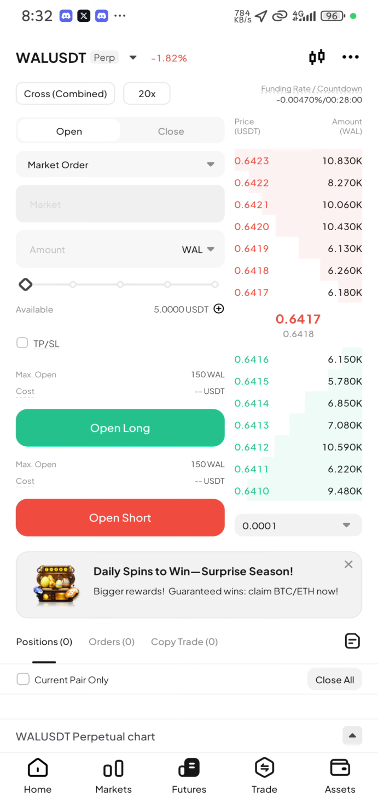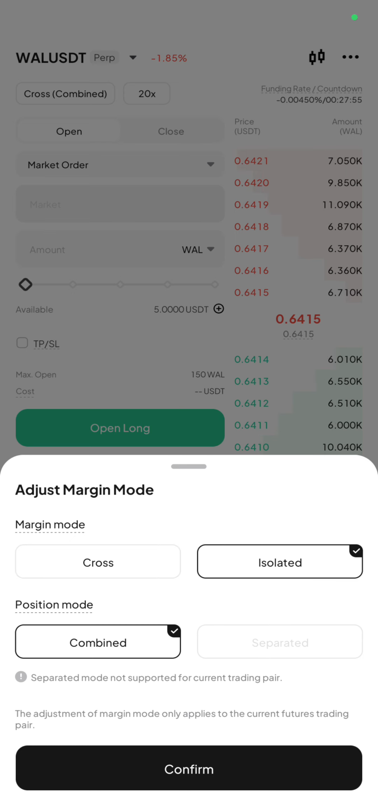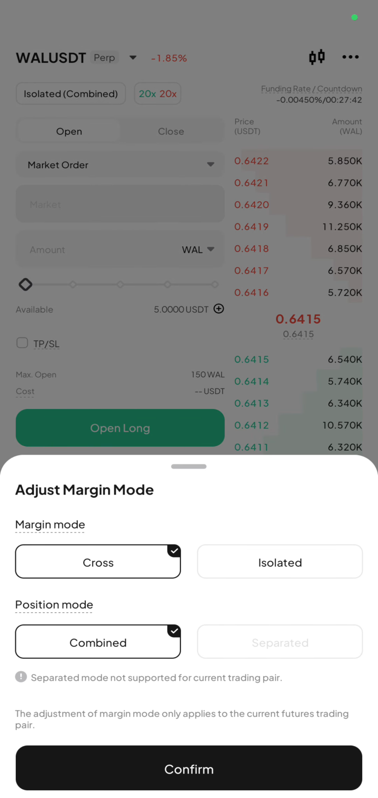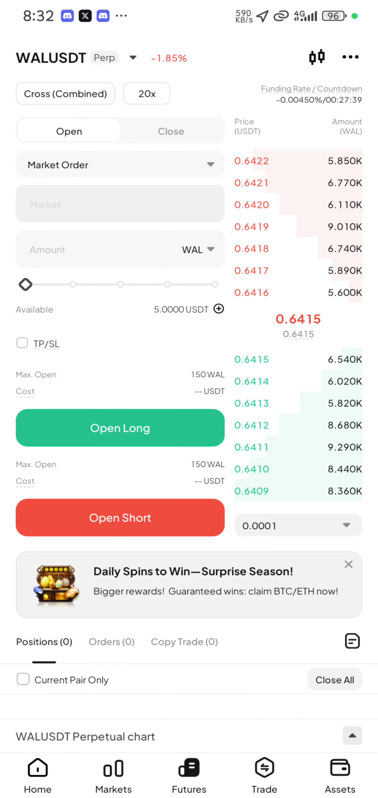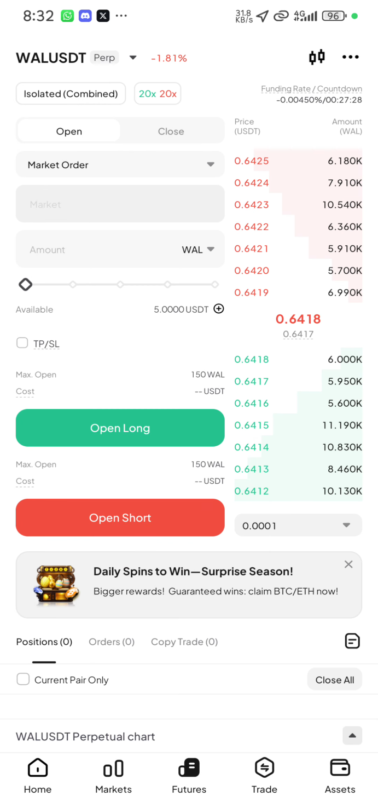After we click on it, this cross here, we'll change it to isolated margin. We want it to be isolated because we want the open order and close order to be different, or the long and short order to be different. In cross margin, the combined long and short order is just showing 20 times here. But in isolated you can change either the long or the short. You can isolate it. That's basically what it means.